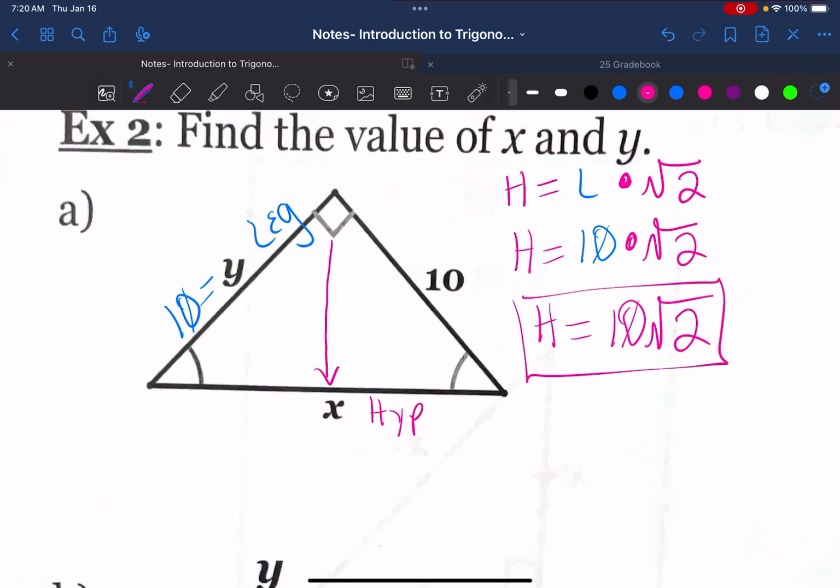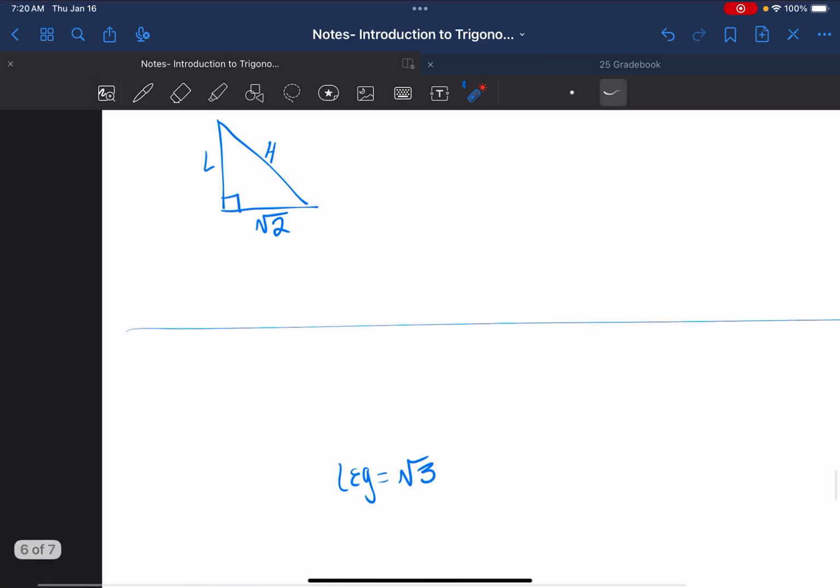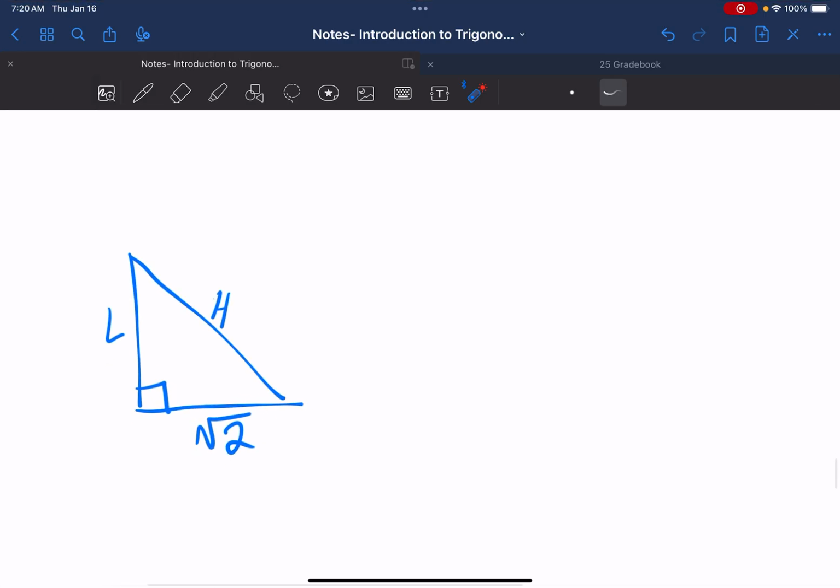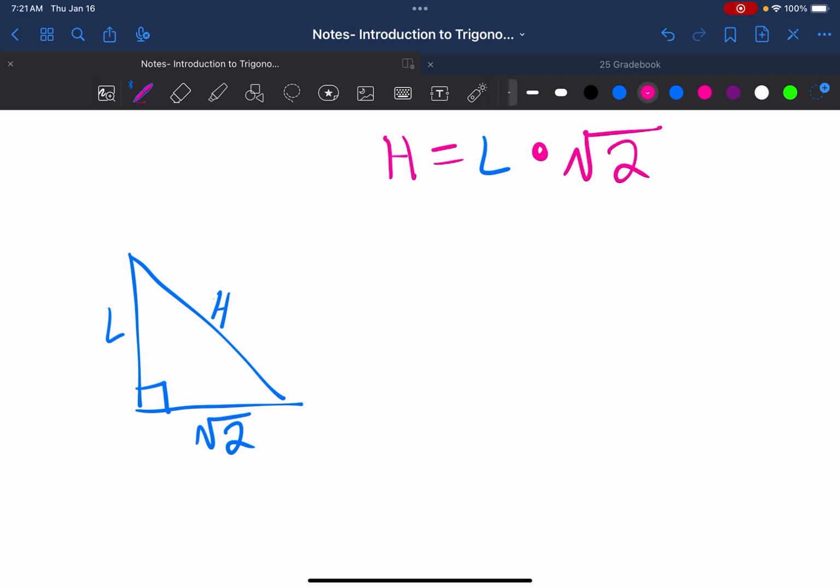Now, every hypotenuse does not have to end with square root 2. I'm going to skip a few examples and go to this triangle that I drew here. If my leg is square root 2, the other leg is square root 2, of course. We're going to solve for the hypotenuse. So the hypotenuse equals leg times square root 2. Well, my hypotenuse is going to be square root 2 times square root 2.